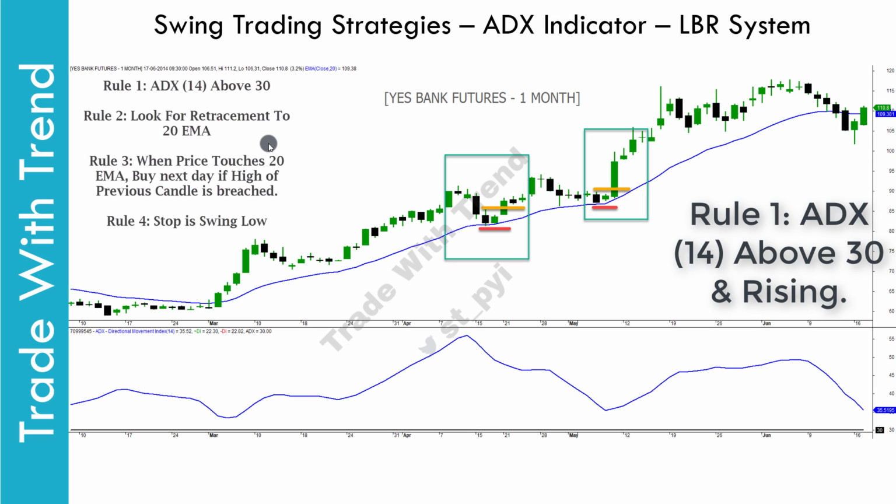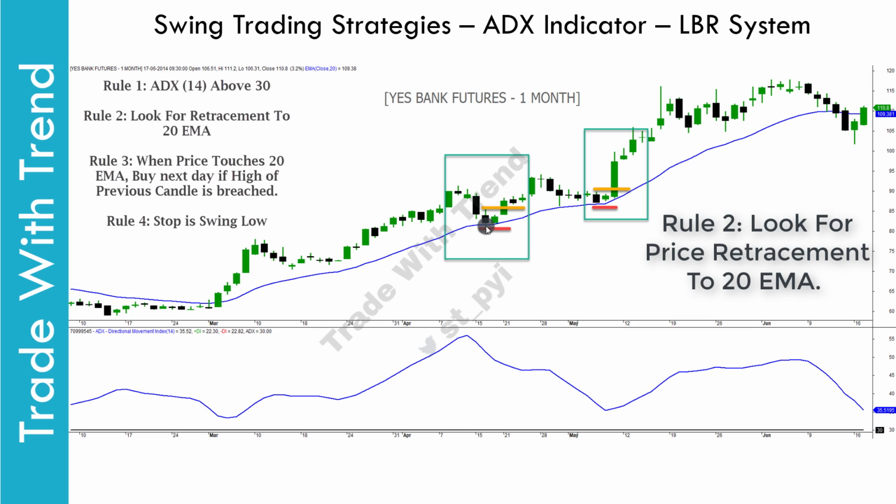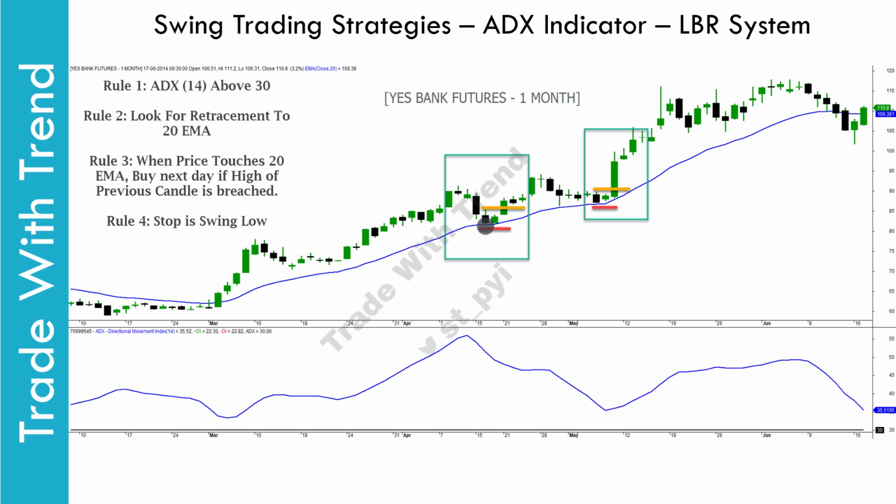Rule number 2, look for a retracement of price towards 20-day exponential moving average. Now, while retracement is happening, ADX 14 may experience some dip. That is, you see here ADX is heading down while being above 30. Now this is totally fine.